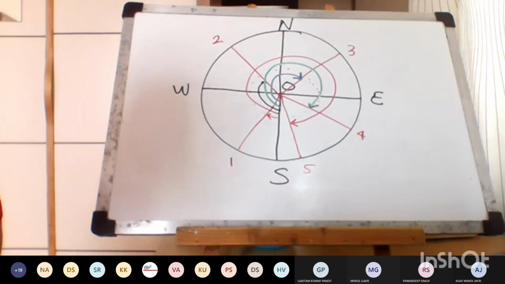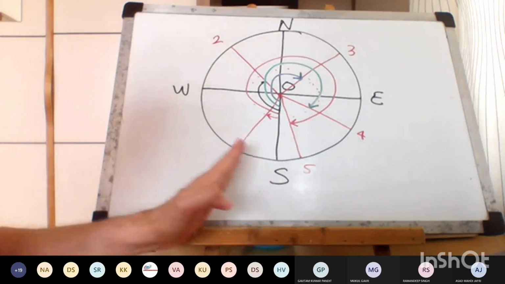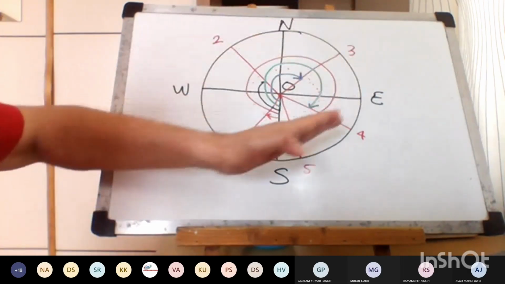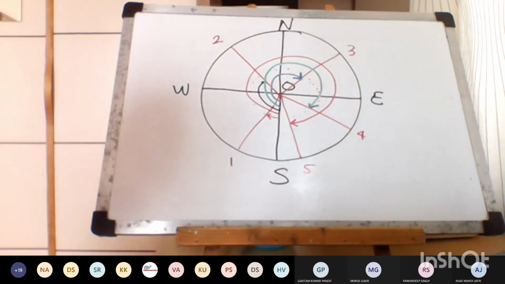Is this point understood by everyone? The LHA we are measuring westwards. So as the body is moving from here, the LHA keeps on increasing, right?